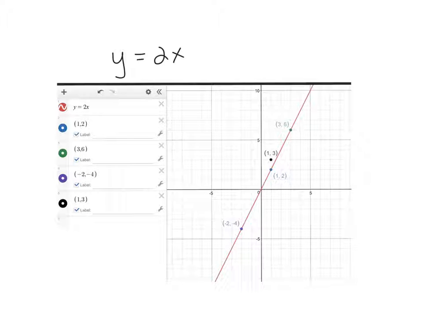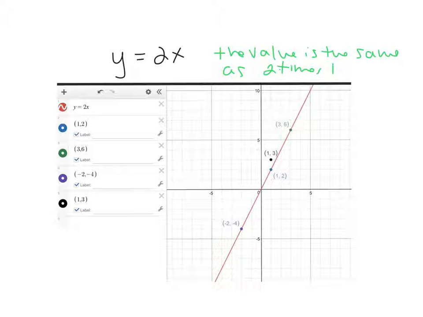There's a ton of different types of rules that we can look at. So here I just have a different rule. This one says y is equal to 2x. If I put that as a sentence, which I'm going to write here in green, the y value is the same as 2 times the x value.